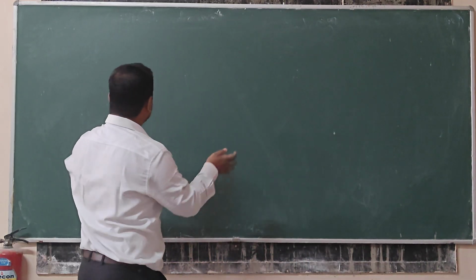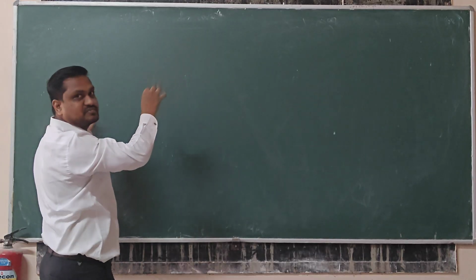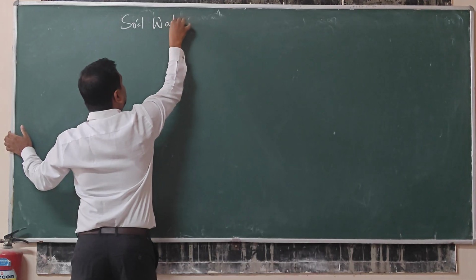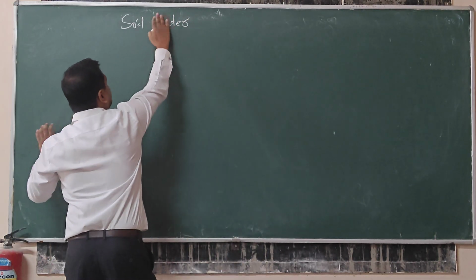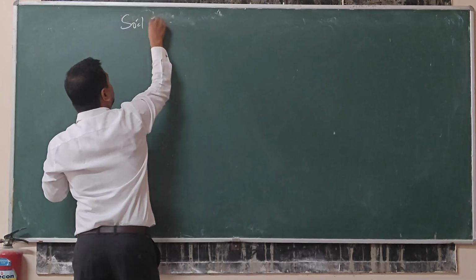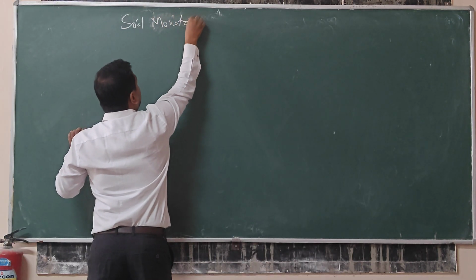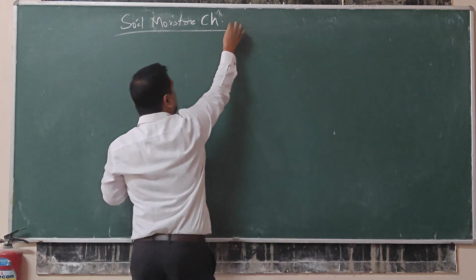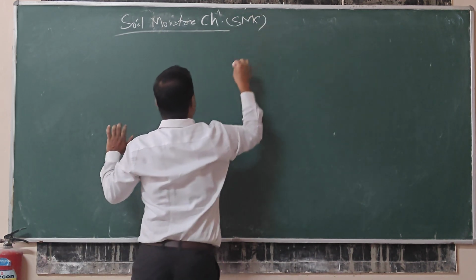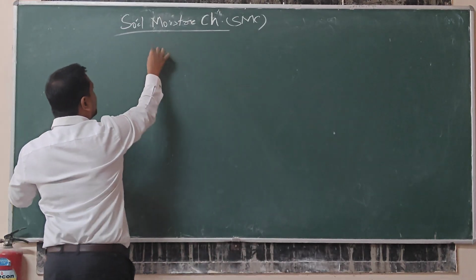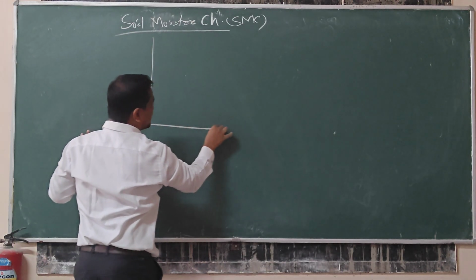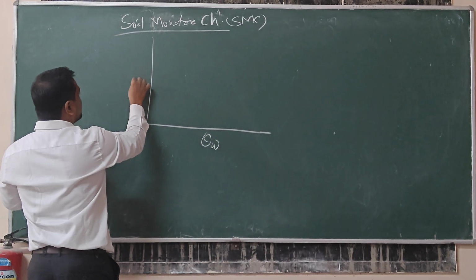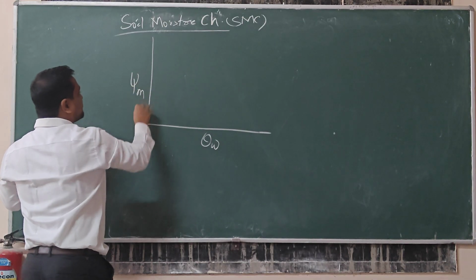And coming to another important sub-chapter, we can say it is soil water, or soil moisture characteristics. Okay, we are doing that, SMC. If we try to understand this, we will draw a graph. On the x-axis I am taking volumetric water content, and on the y-axis I am taking matric potential, or you can say suction.